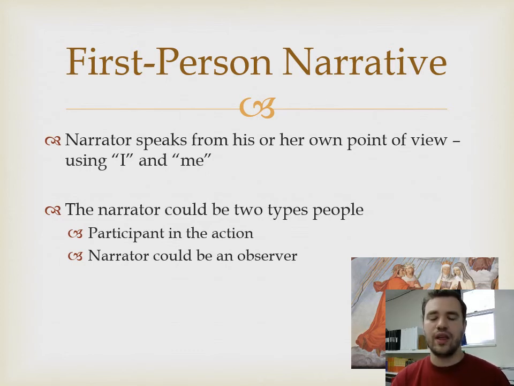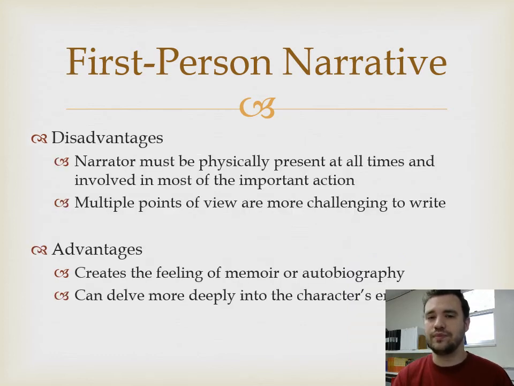And so that is first person when the narrator speaks from his or her own point of view using I or me. The narrator, when we're using first-person narration, could typically be two types of people. It could be a participant in the action, or the narrator could be an observer, just kind of a person who's kind of observing what's going on. Dante is the first. This is his journey, so he is a participant in the action, although he is also observing things as well, but primarily he is a participant in his own journey.